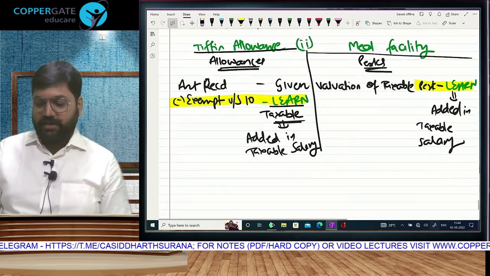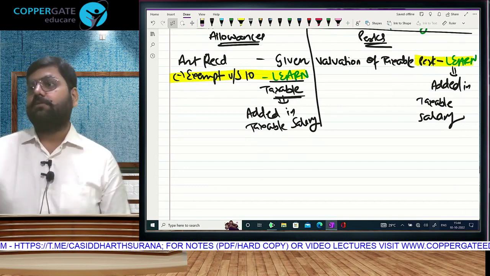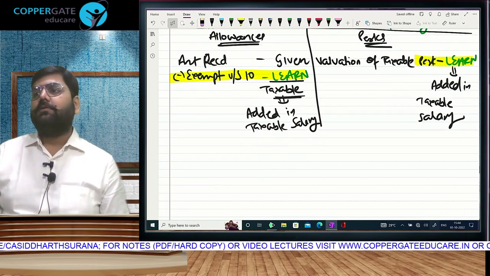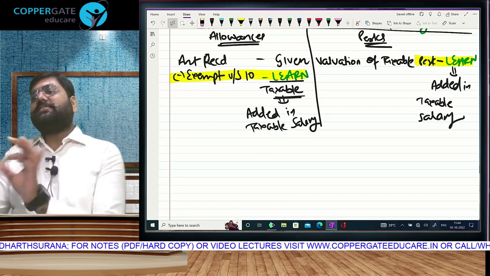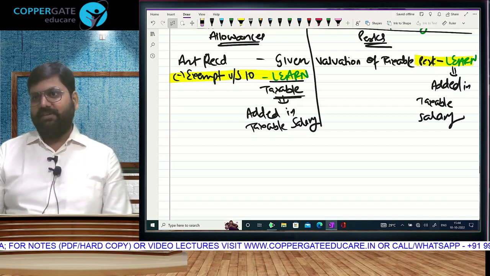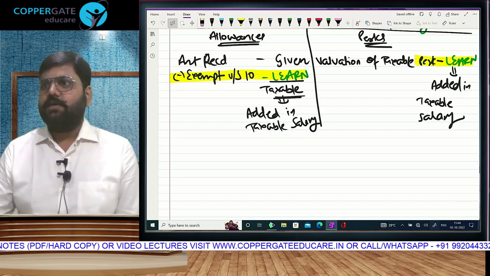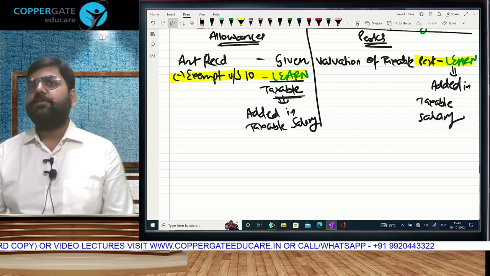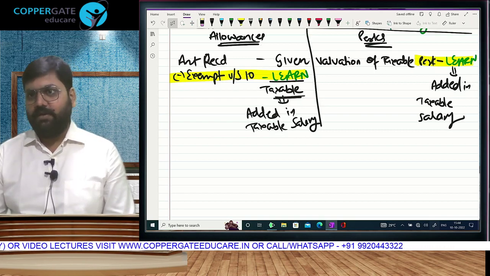Meaning, our calculation under allowances will give us the exempt amount, and our calculation under perquisites will give us the taxable amount. And that is how we will learn two parts of the chapter over the next few lectures. Allowances will go on for about 2-3 lectures, and then perquisites for about another 2-3 lectures. That's how our total chapter on salary is placed. Are we clear on this?